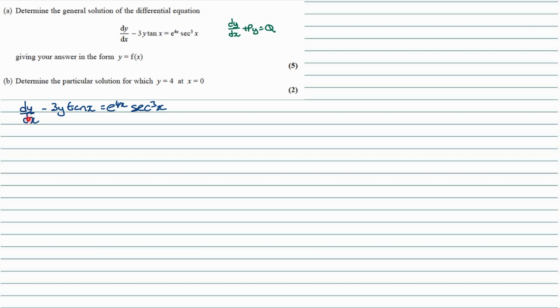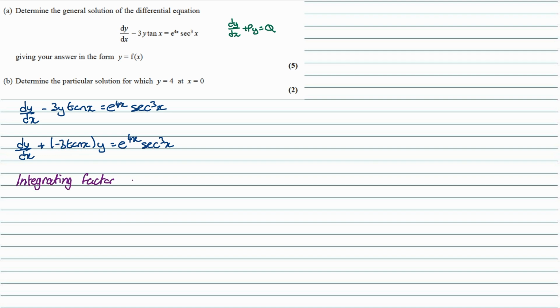We have a dy/dx term, but we can see we've got a negative here and we need a positive. So we can rewrite this as plus the negative 3 tan x multiplied by y. So now you can see that this negative 3 tan x will be our p term, and the e to the 4x sec cubed x would be the q term. So our integrating factor comes from this negative 3 tan x.